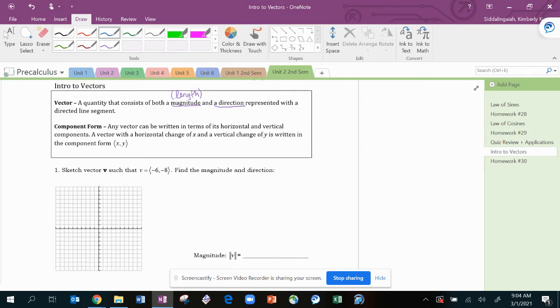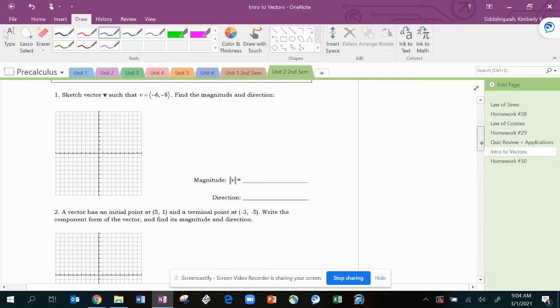So sketch vector v, if vector v equals <-6, -8>. So what I'm going to do on my grid is I'm going to plot the point (-6, -8) first. 1, 2, 3, 4, 5, 6. 1, 2, 3, 4, 5, 6, 7, 8. There's the point. Now, mathematicians like to have our vectors in standard position, which this one will be in standard position. Starting point is actually going to be at the origin. Ending point is going to be that (-6, -8).